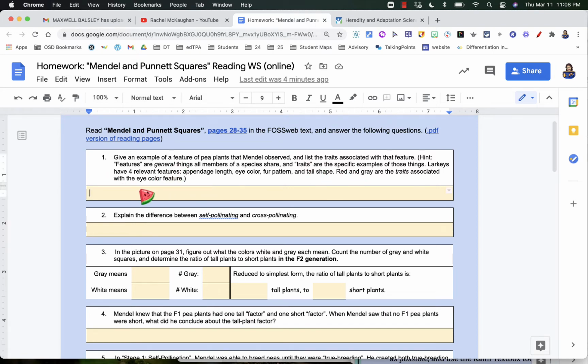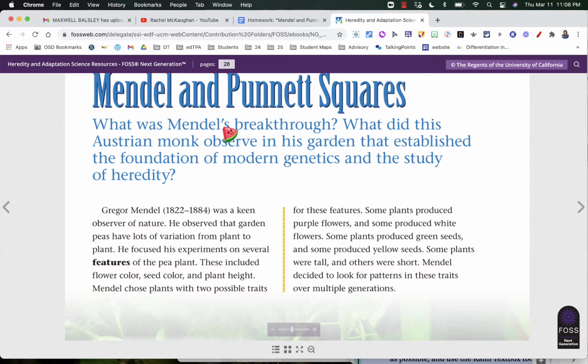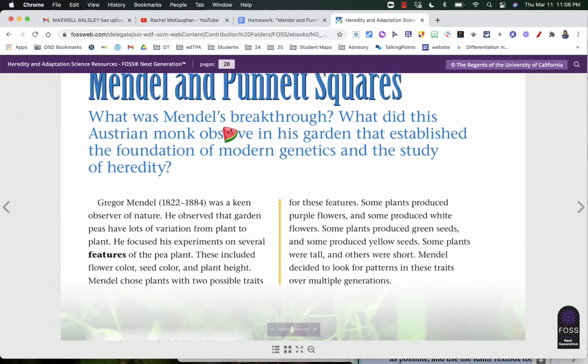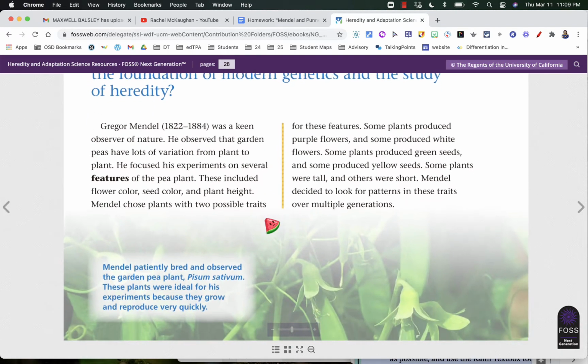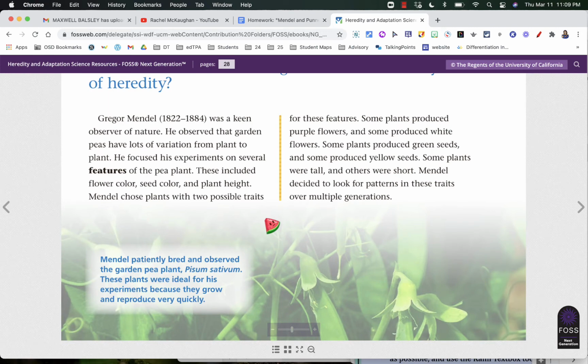Okay, so we need a feature of pea plants and the traits associated with that feature. Mendel and Punnett squares. What was Mendel's breakthrough? What did this Austrian monk observe in his garden that established the foundation of modern genetics and the study of heredity? Gregor Mendel, 1822 to 1884, was a keen observer of nature. He observed that garden peas have lots of variations from plant to plant. He focused his experiments on several features of the pea plant. These included flower color, seed color, and plant height.